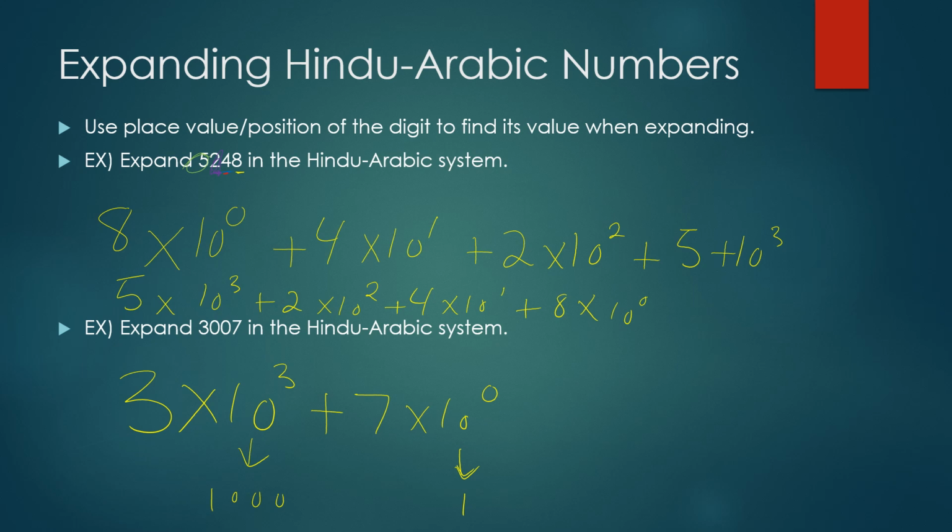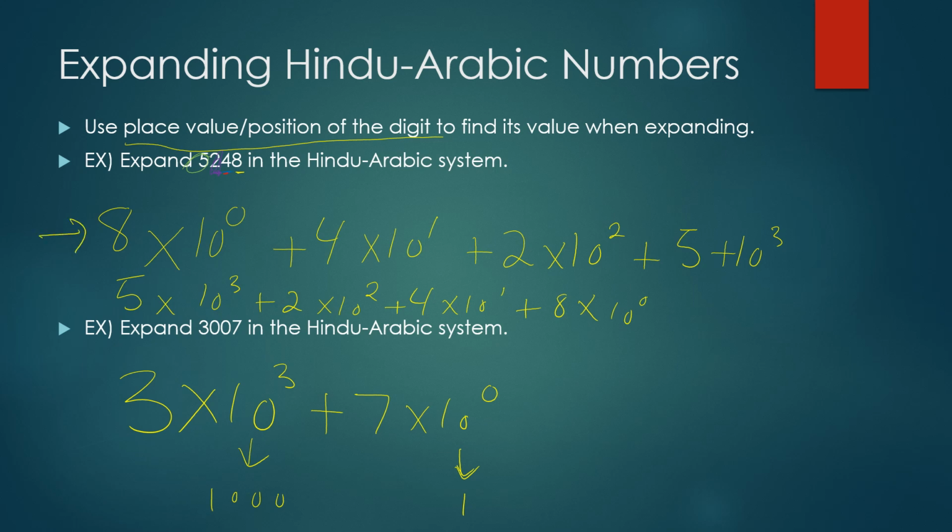Remember, the place value and position of the digit will determine its value. The first spot way over here will always be to the 0 power, and then it increases as we move to the left. If you're ever unsure of what value to start at, you can always start with the ones place and go backwards like we did here.